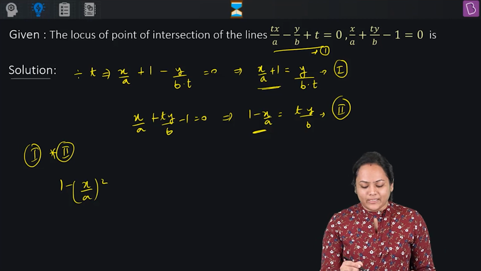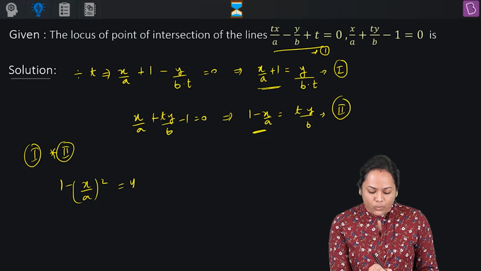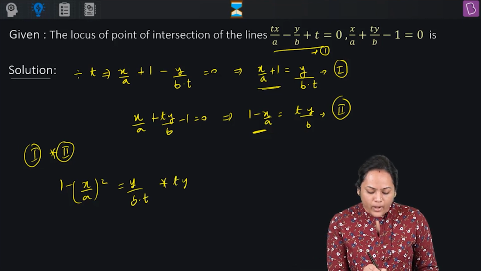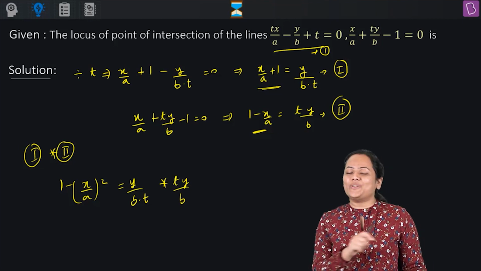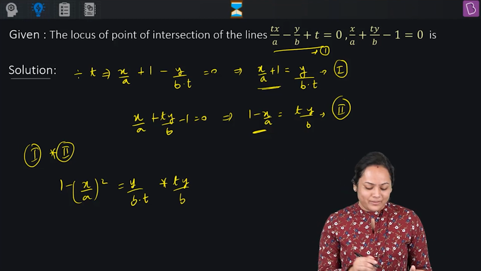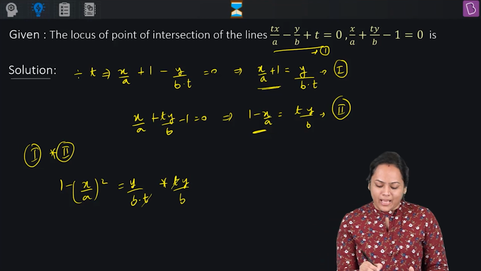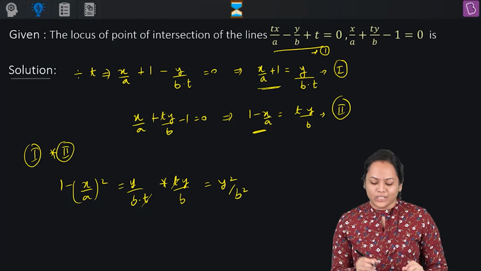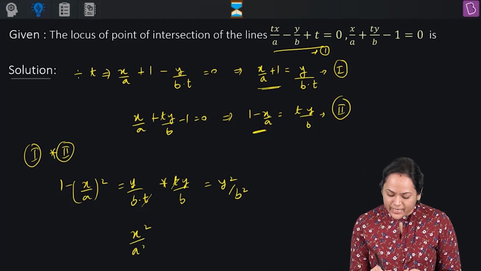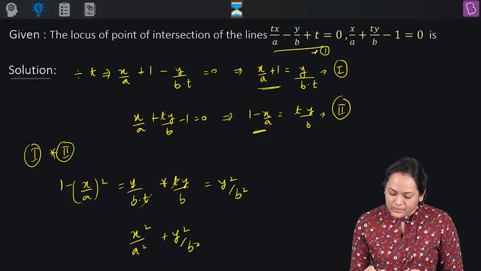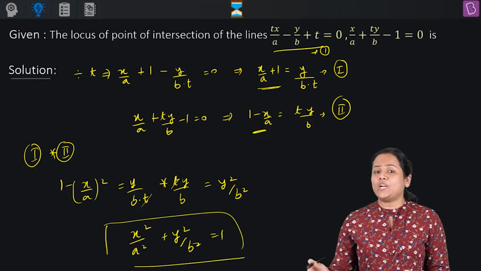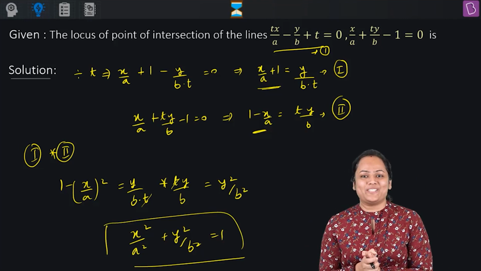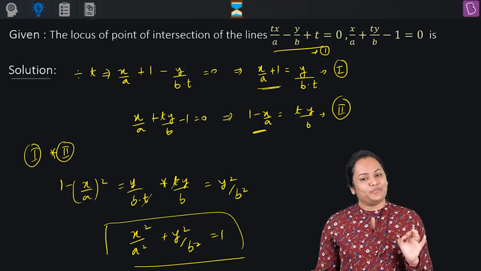While on the right hand side, what am I getting? Well, on the right hand side, we can clearly see that when I multiply y by b, in the denominator it is t, and t y by b, my t is actually getting cancelled out, isn't it? A simple process. So when I cancel t here, I'm going to get y square by b square. And from here, I can say the final locus is going to come out as x square by a square plus y square by b square is equal to 1. And what is this equation representing, guys? Well, it is representing an ellipse, right? That will be the final answer for this question.